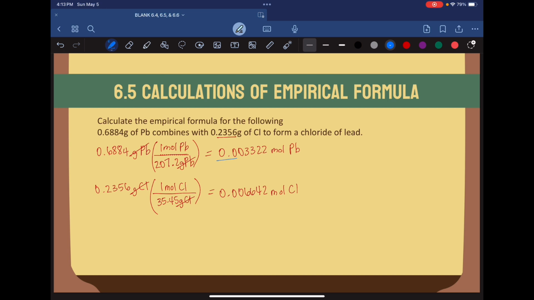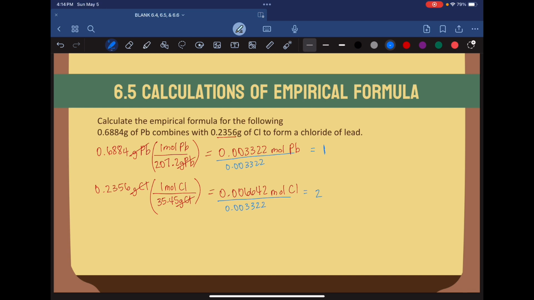Now, the second step is to divide each number by the smallest number of moles. My smallest number of moles happens to be 0.003322, so the amount of lead that I had. And I have to do the same for the next one. When I divide these, I'll get 1. And this one won't be exactly 2, but it'll be 2.0000. And that is close enough to 2. When you have 0.00, a lot of zeros, that's more or less that whole number. If it's like 0.999, that's also more or less the whole number.